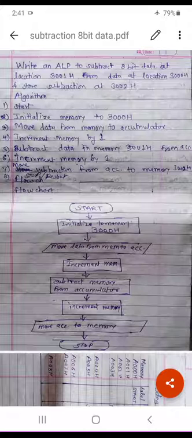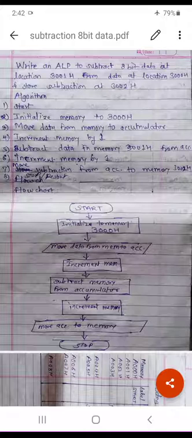Now this data is to be moved to the accumulator because we want to subtract the other data from this data. So first the data is moved from memory to accumulator. Now increment the memory because our next data to be subtracted is at 3001 hex. So increment memory by 1. The next step is subtract data from memory. That 3001 hex data will be subtracted from the accumulator.